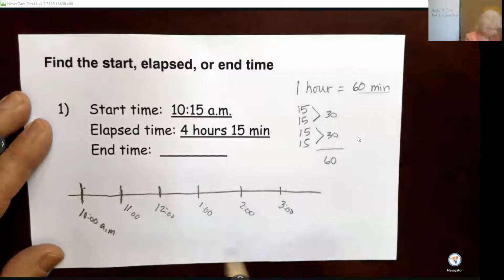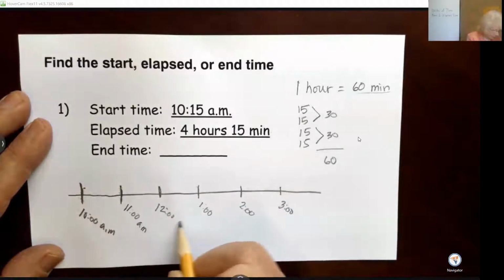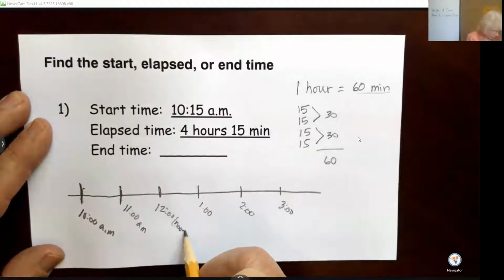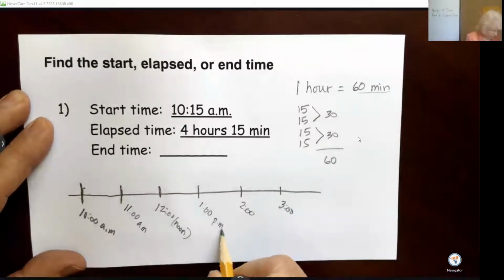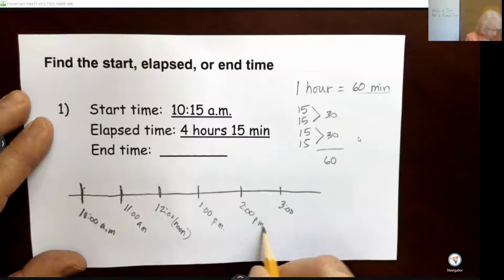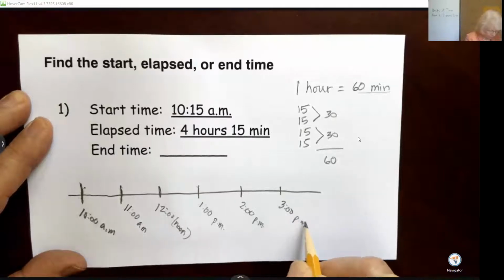Okay. Now this is a.m. Let's call this noon. And afternoon, we get to, say it out loud, p.m.s. Hopefully you've learned that part, but if not, you're getting smarter right now.